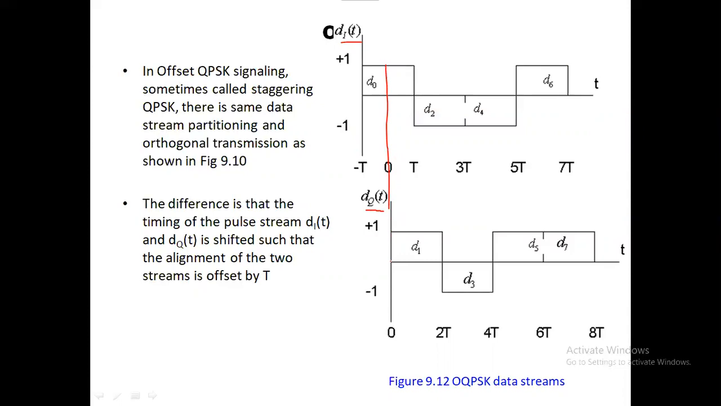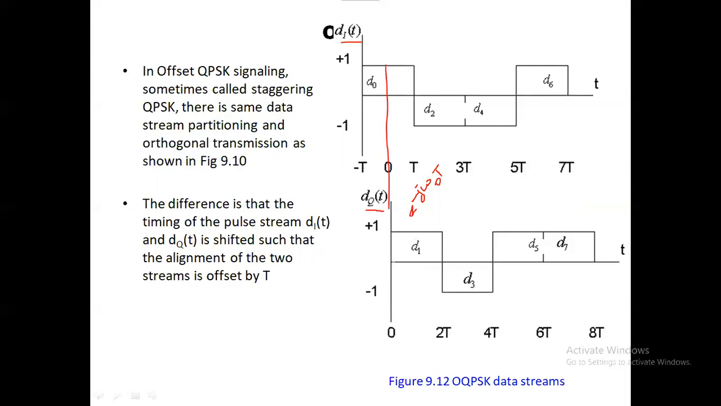So this helps in the transition of e to the minus j omega naught T. This will incorporate a delay of e to the minus j omega T, or due to this T time shift. And that shift is, in fact, pi degree.